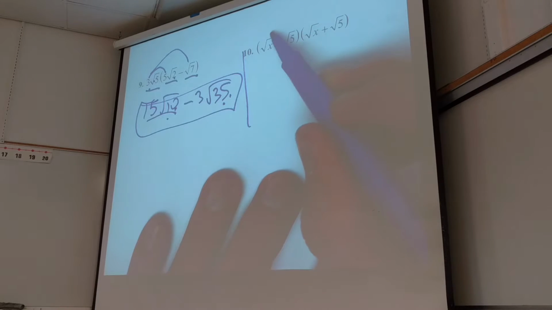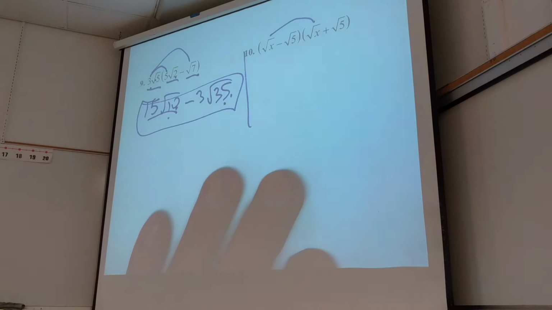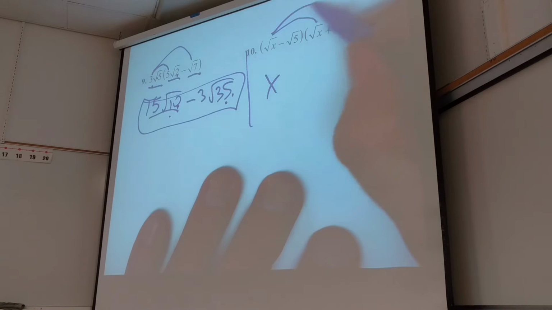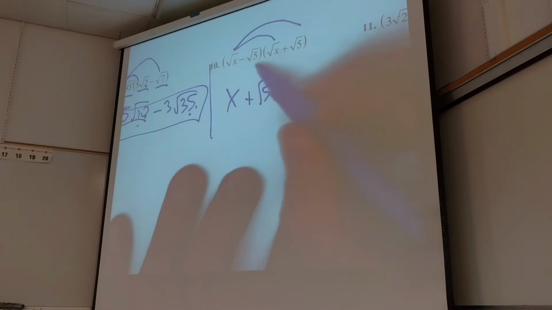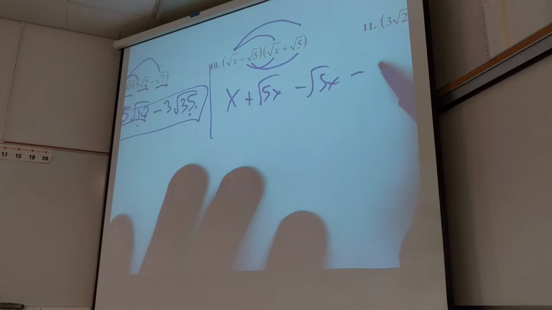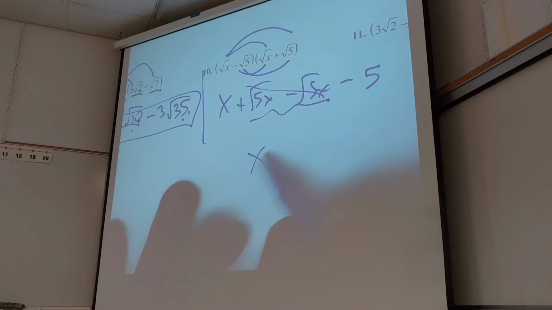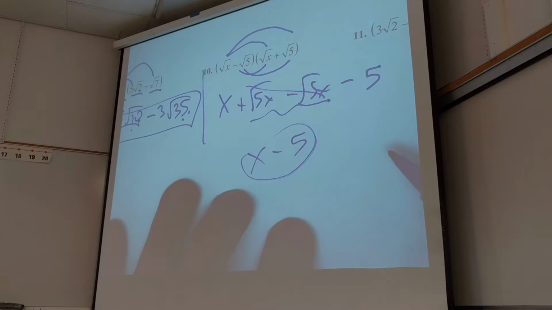Okay. What about this? What's square root of x times square root of x? Square root of x squared, which is x. I like it. Then you get plus square root of 5x, minus square root of 5x. Square root of 25 is 5. What happens here? Do you see how this is a difference of squares kind of deal? You can see that? Yeah.